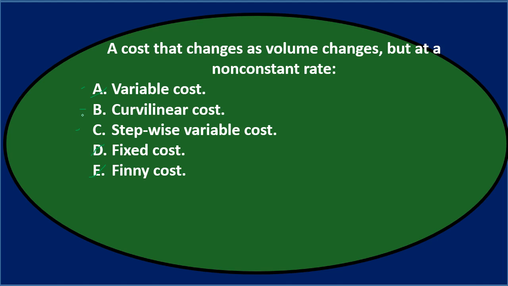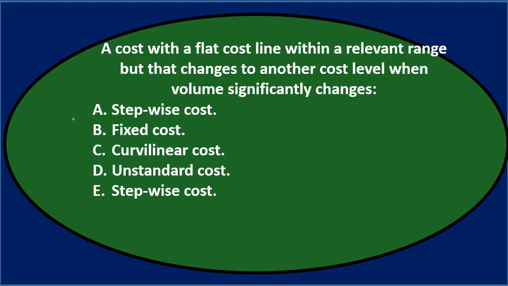So the curvilinear is going to be a curve. Stepwise would indicate that there's some kind of consistency. It's not a straight line, but some type of consistency. So if we have a non-constant rate, then you would think we're talking about B here, where we'd have some type of curve happening. The slope of the line, in other words, wouldn't be the same. Whereas with a stepwise, you can imagine a rigid step and then a flat point and a rigid step pattern. So we're going with B on this one. Final answer, a cost that changes as volume changes, but at a non-constant rate: B, curvilinear cost.